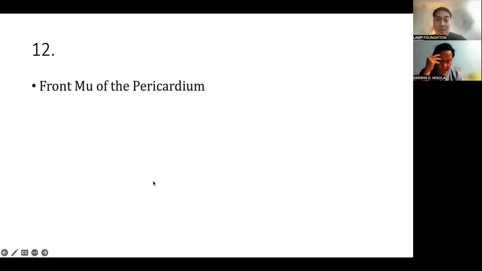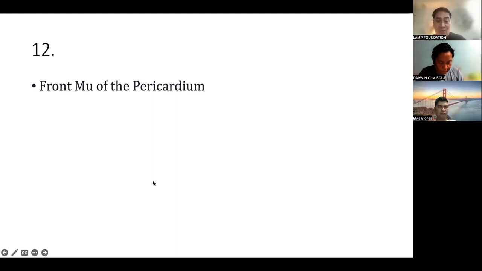Uy, magtutusok-tusok kayo sa practicum. That's the reason why you have practicum. Okay? Do not just memorize. Front view of the pericardium, Ren 17: where is it? How do you locate it? Okay. Yes, Doc. Thank you. I hope you don't take this too seriously. This should somehow encourage you to read more.